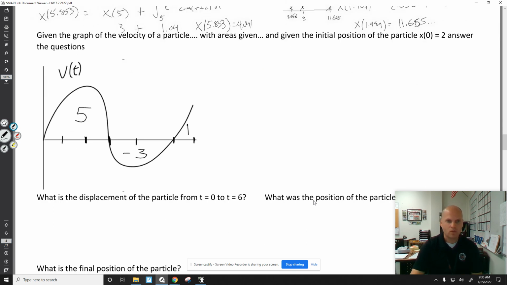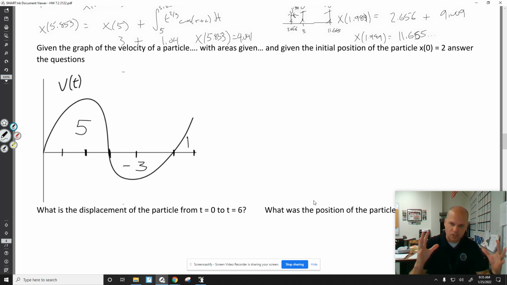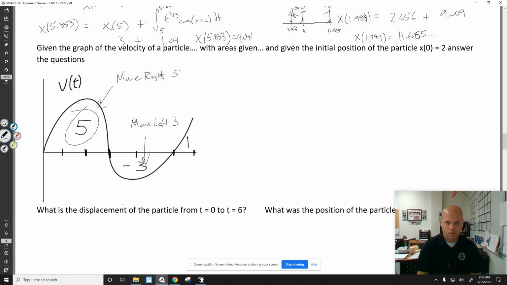Okay. We're given velocity. We're given the displacements underneath it. We're given the areas underneath it. So that's good. What is this telling you? What is this 5 telling you? It's how far I've moved to the right. What's this between 0 and 3 seconds? How far I've moved to the left. What's this? How far I've moved to the right.